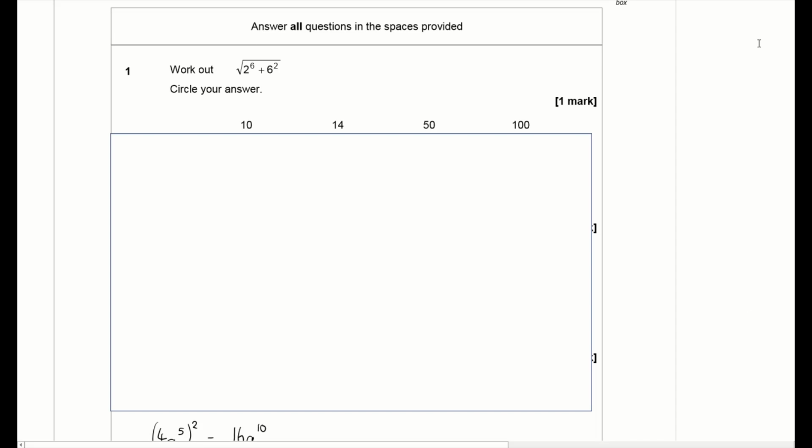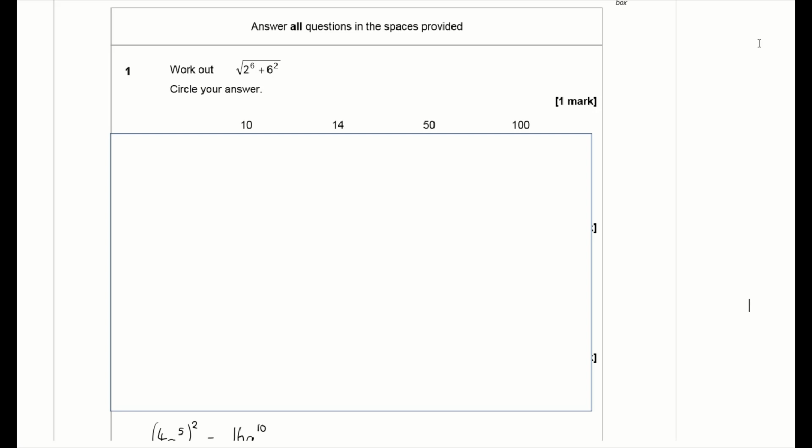Question 1. Work out the square root of 2 to the 6 plus 6 squared. For this question, you've got to make sure you actually calculate the part in the square root first before you do the square rooting. You should only apply the square root at the end. That's the last function to apply to the value.